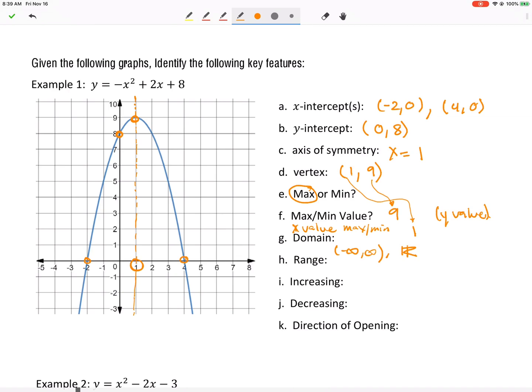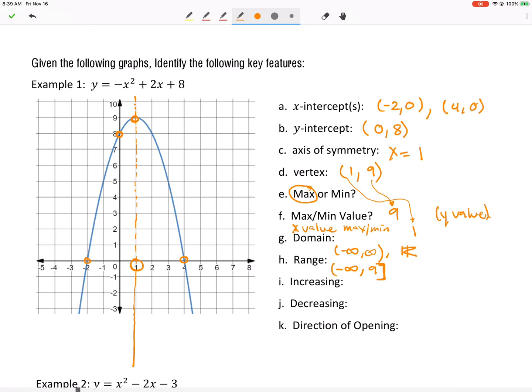Okay, domain, like I said, will always go -infinity to infinity, and you can also write that as R, with the double-struck line. Okay, and then the range will start at -infinity, and we'll go all the way until we hit the vertex. Okay, so this one would go from -infinity to 9, and we would do a bracket because 9 is included on the vertex.